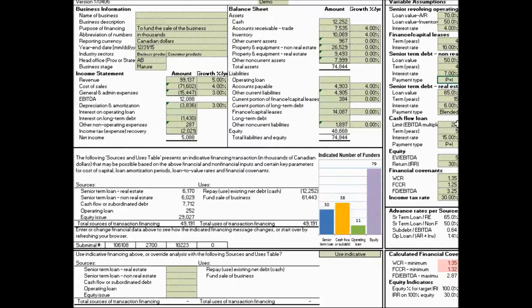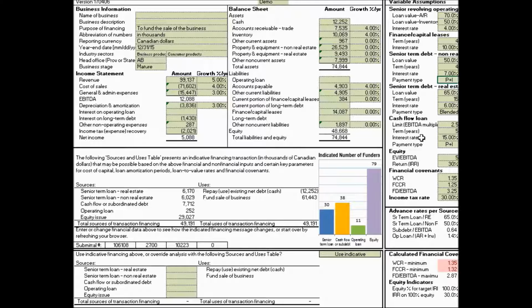Moving down to real estate, again, you'll see that the loan value typically is higher, the term is longer, and the interest rate is lower, and that's as compared to equipment financing. The real estate just is a lower risk asset class that lenders have more advantageous financing terms on.